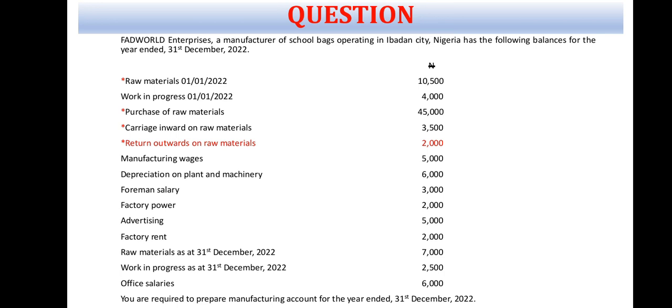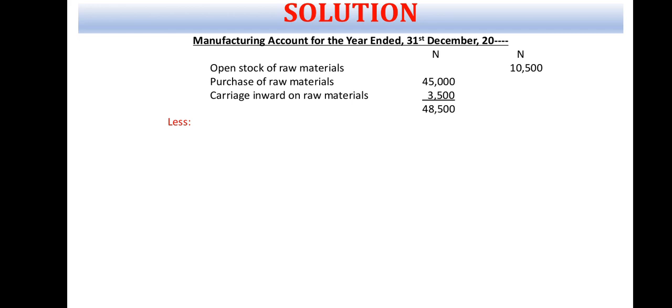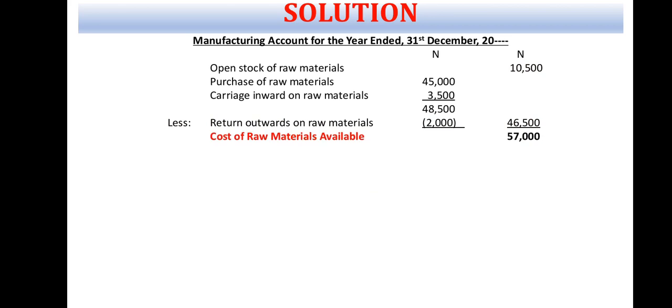So we are going to deduct. So less return outward, 2,000 naira. If we subtract 2,000 naira from 48,500 naira, that is going to give us 46,500 naira. So if we add the two together, 10,500 naira plus 46,500 is going to give us 57,000. If you remember, I said this amount is called what? Cost of raw materials available. That is the total amount of material that is available in the factory.